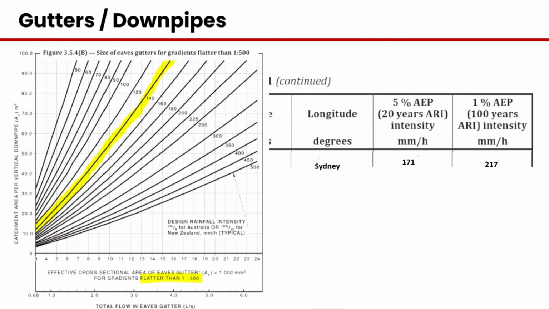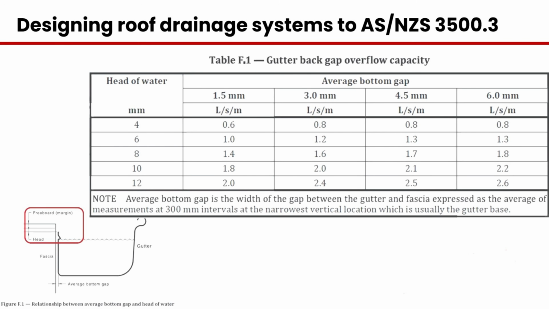So what this means is in any 1 year, there's 95% chance that the rain's not going to be big enough to exceed this design capacity. And if you are in Sydney, like we are, this figure that we're looking at, the 5% AEP, is 171 millimeters per hour. Now the question is, what happens in that 5% of the time when the rainfall actually exceeds this figure of 171? Well, in this case, then the gutter is allowed to overflow.